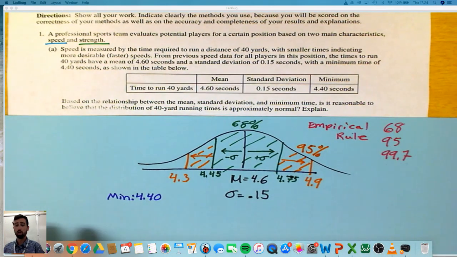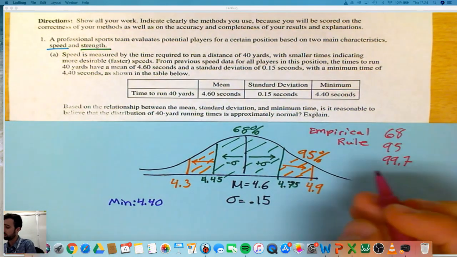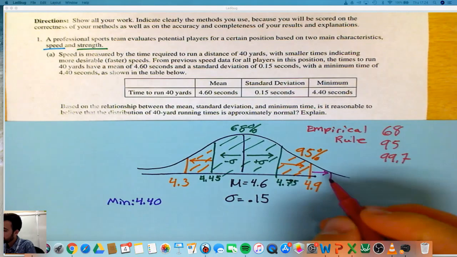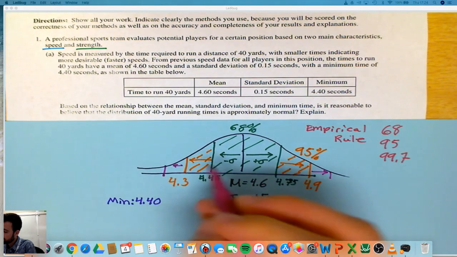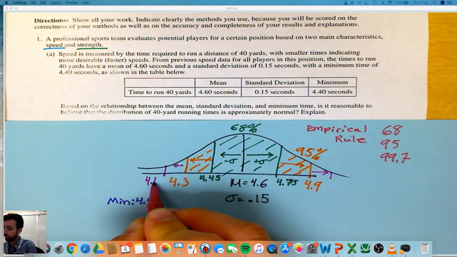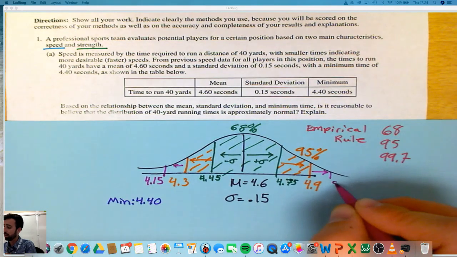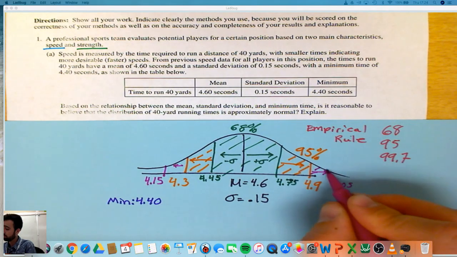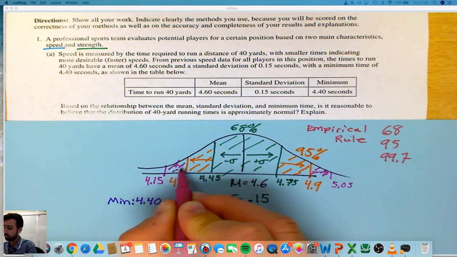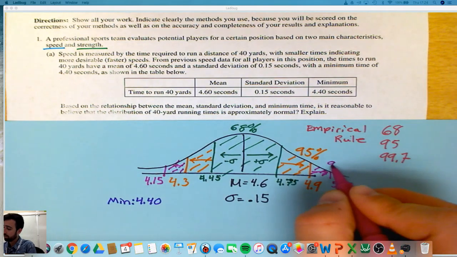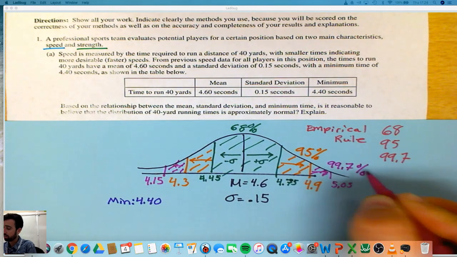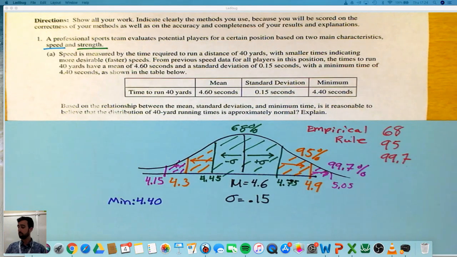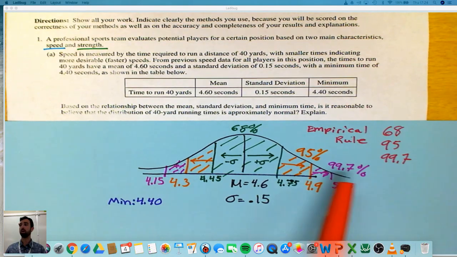Then, if I go out one more standard deviation, so I'm at 4.15, and I'm at 5.05, I believe if my mental math is correct, I would cover 99.7% of the data. So my very, very extreme, or my lowest values and my highest values, should be the only things that really fall outside.